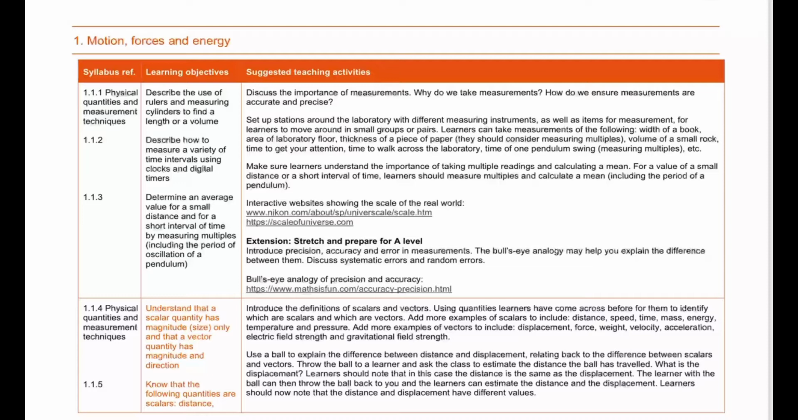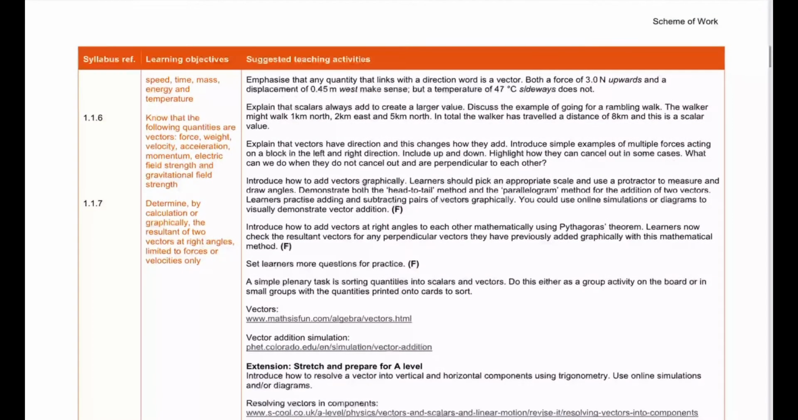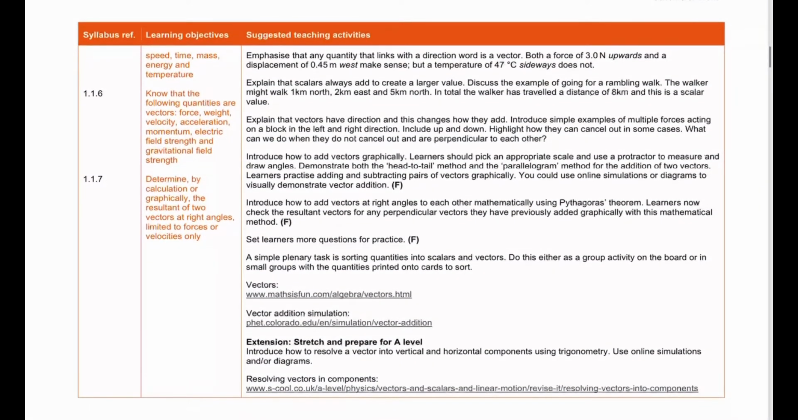Key concept 1.1.4, physical quantities and measurement techniques. Learning objectives. Understand that a scalar quantity has magnitude only and that a vector quantity has magnitude and direction. Know that the following quantities are scalar: distance, speed, time, mass, energy, and temperature. Note that the following quantities are vectors: force, weight, velocity, acceleration, momentum, electric field strength, and gravitational field strength. Determine by calculation or graphically the resultant of two vectors at right angles limited to forces or velocities only.